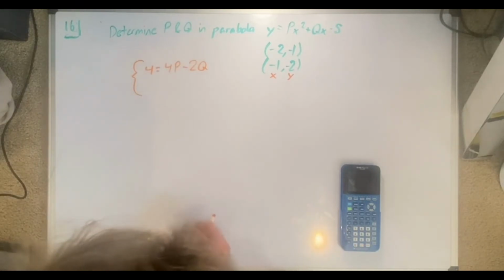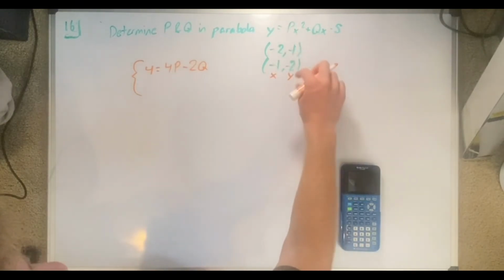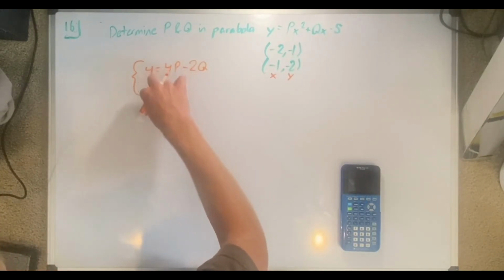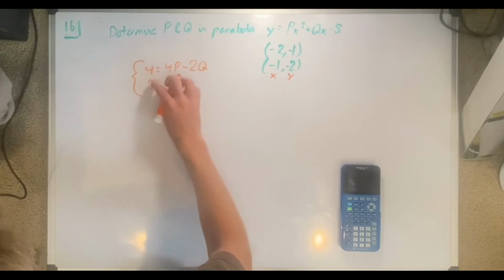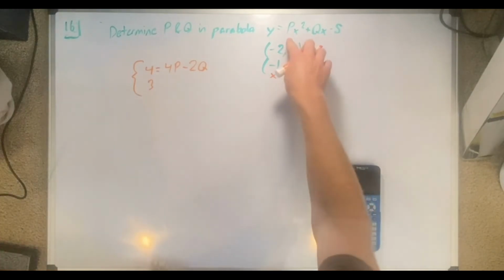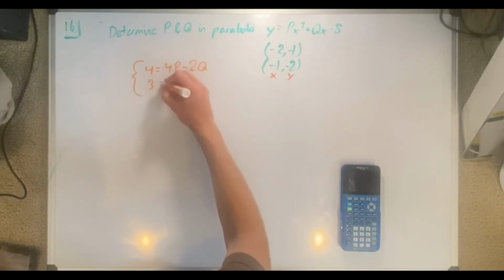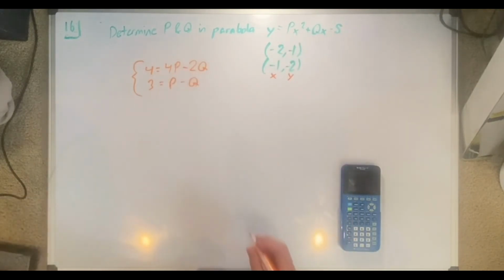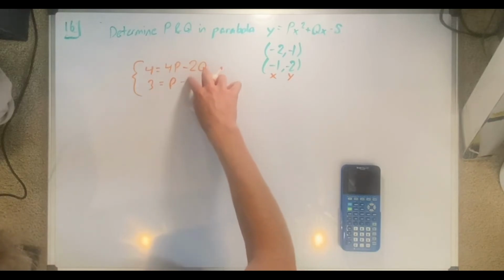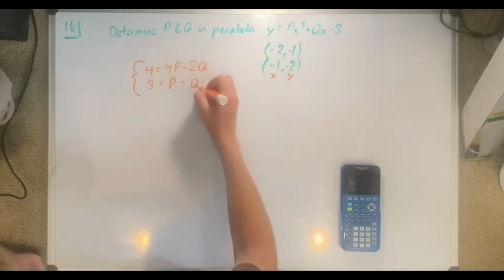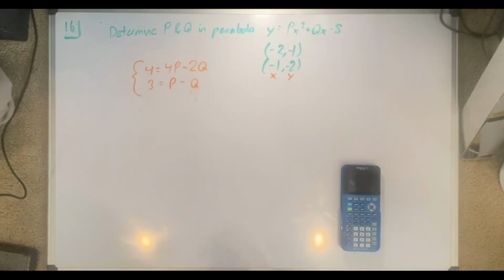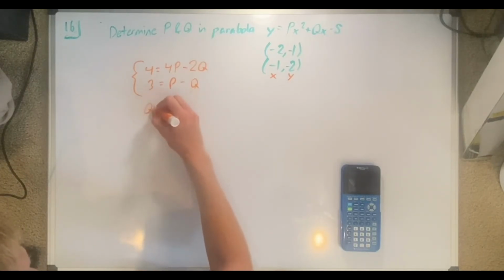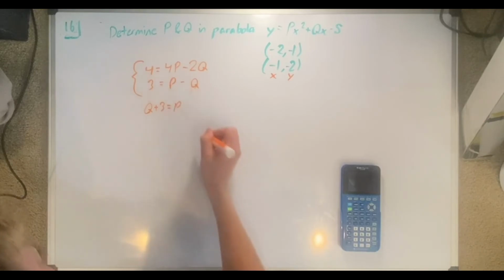And then our next one would be y, so -2, add that 5 over, that we know that we're going to have to do later. So 3 is equal to px, so that is equal to p minus q, because we substitute in that x value. And then now we can simplify this bottom one, add that q over, we can have q plus 3 is equal to p.